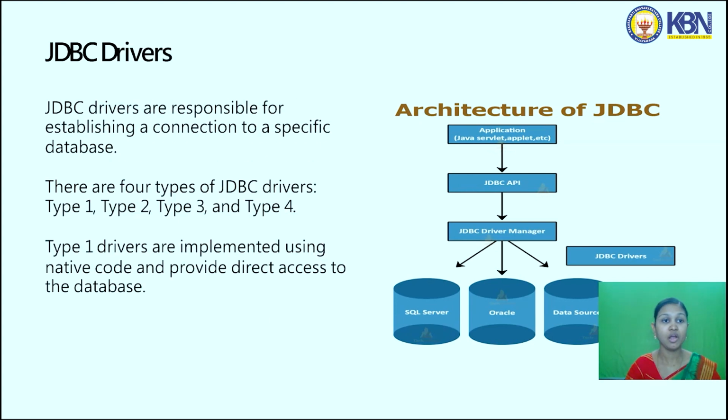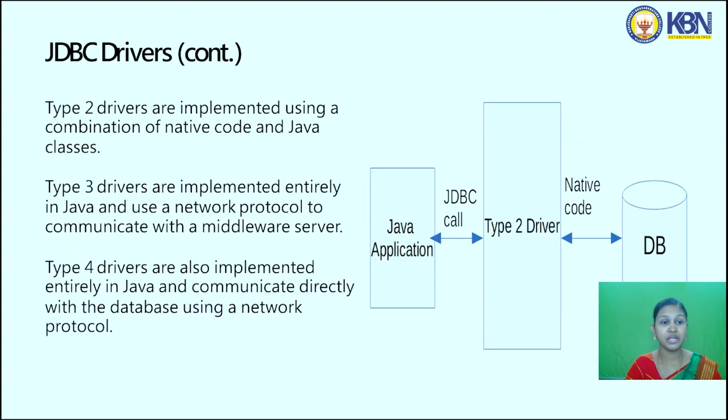In JDBC we have four categories of drivers: type 1, type 2, type 3 and type 4. With the type 1 driver you have direct access to the database. Without a database you can't use any JDBC driver. A JDBC driver establishes a connection with a specific database. Type 2 drivers are a combination of native code and Java classes, meaning the Java application program calls the JDBC. In this type of driver the logic is given to the database.